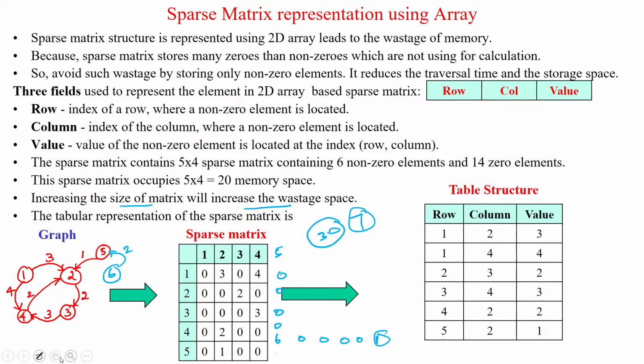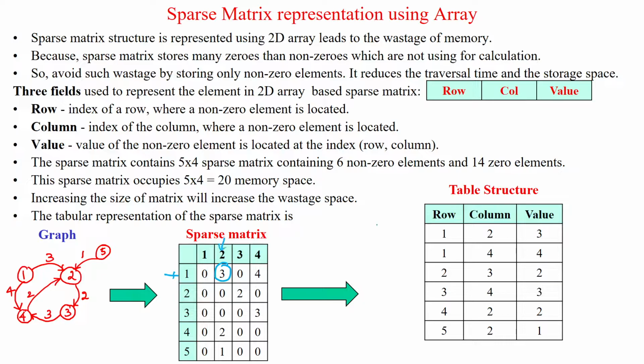So the table representation can be given for the array representation of the sparse matrix. The value 3 can be represented with row number and column number. So row number is 1, column number is 2, and the value is 3. And if you take this value, row number is 5, column number is 2, then the value is 1. So here we can use the table structure to represent the sparse matrix by using the array.